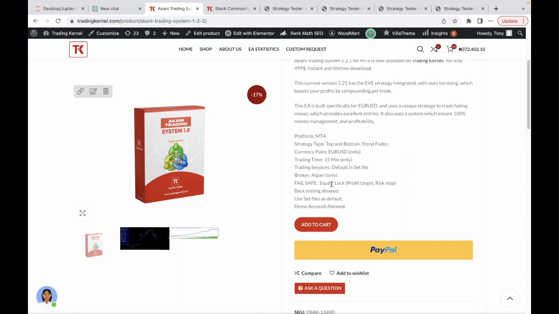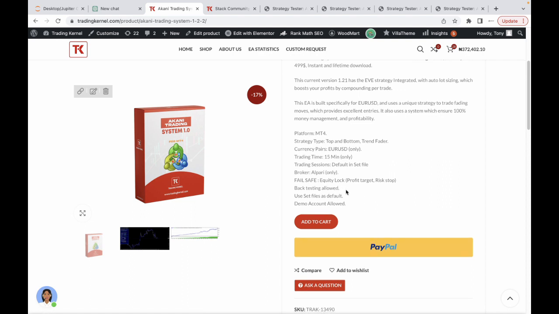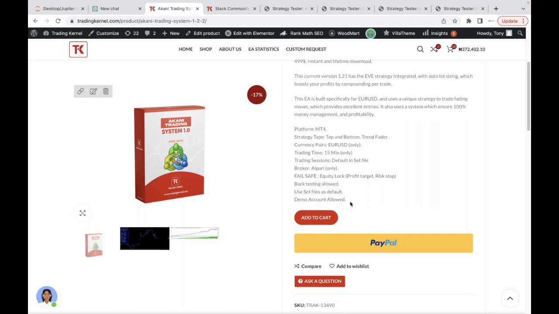Alright, so fail safe, equity lock, profit target, and weekly stop. This comes as default to the expert advisor. It's the only thing that comes in the expert settings. So Akani Trading System version 1.2.2 comes with an equity lock system, which is designed to either lock your profits or lock you out when you're in a loss. Alright, so backtesting is also allowed, and as I said, use set files as default, which means there are no set files, and it is also allowed on demo accounts as well.